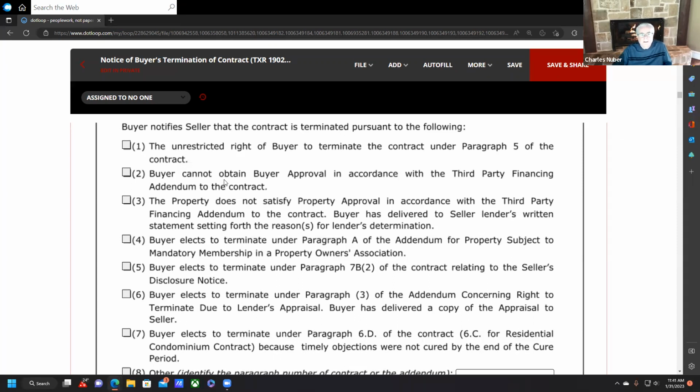So your 10 days in the previous line, we talked about that. And then what happens if the property doesn't satisfy the mortgage lender's appraisal inspection? Property doesn't satisfy approval in accordance with third party financing addendum. Buyer has delivered to seller the lender's written statement setting forth the reason for the lender's determination. So you will get something from the lender. You must provide that to the seller. You can't just wave your hand and say, hey, we've got a termination because it didn't pass the appraisal process.